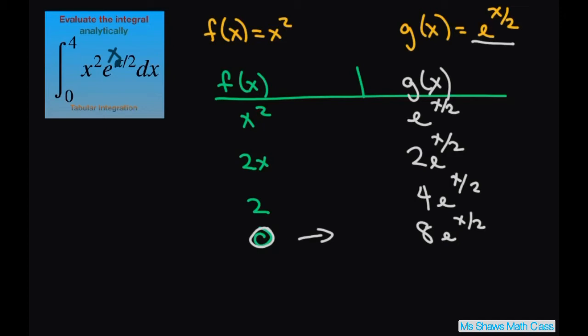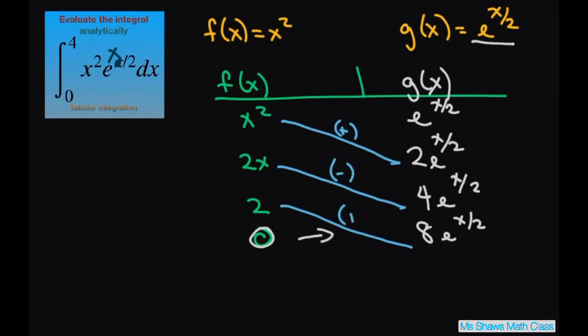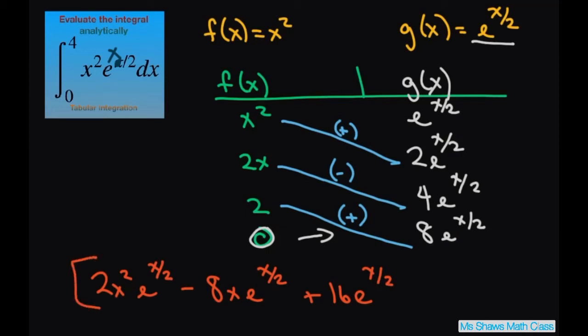All right, now all we have to do is multiply these terms here. And it should be plus, minus, plus. So what we're going to get is 2x squared e to the x divided by 2, minus 8x e to the x power divided by 2, plus 16e to the power of x divided by 2. And basically we want to integrate this from 0 to 4.